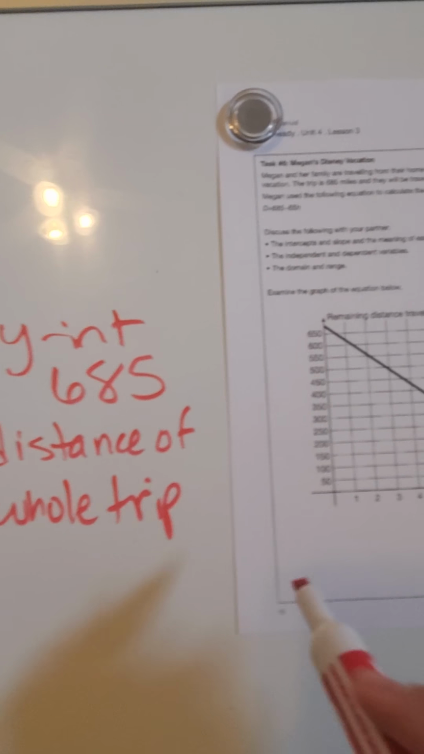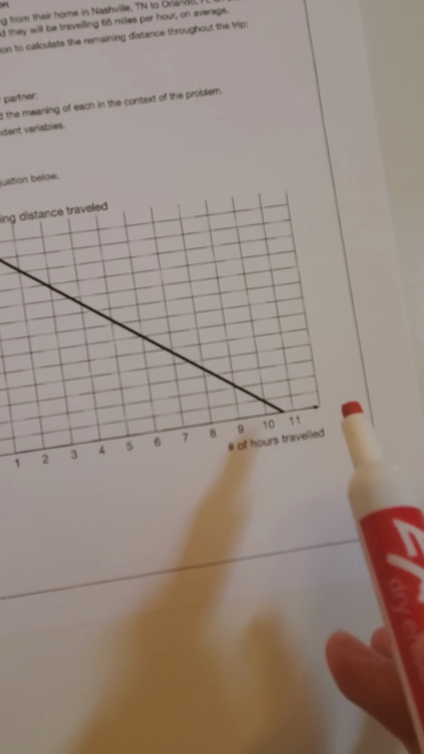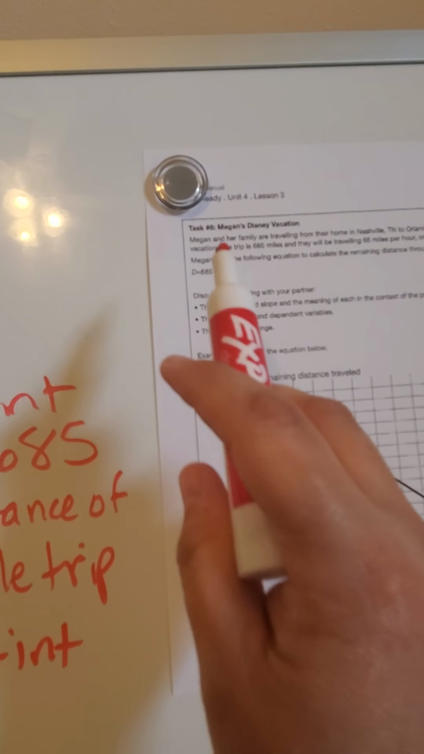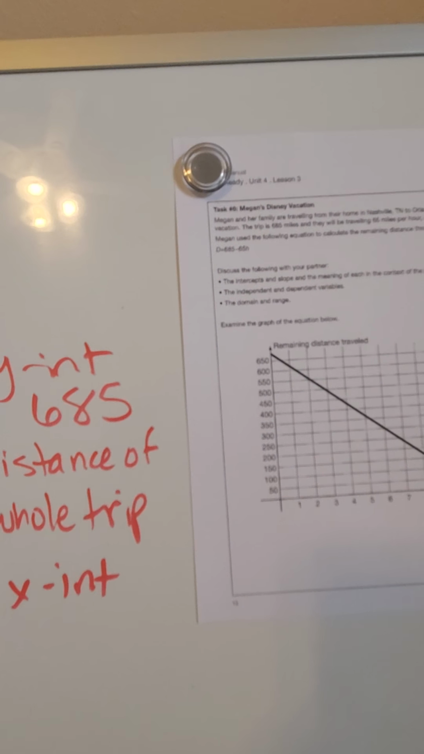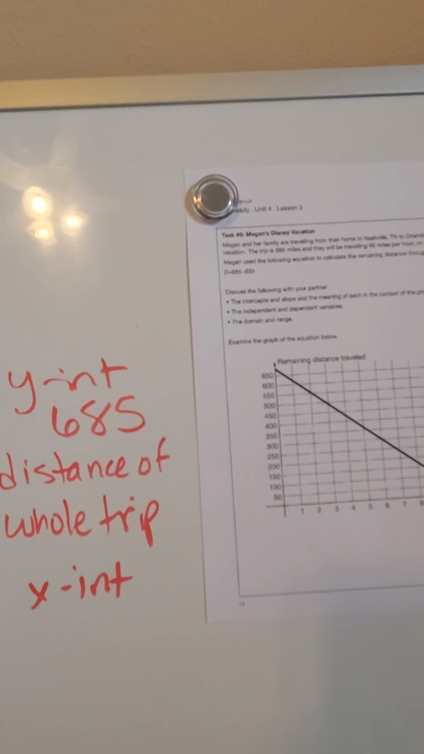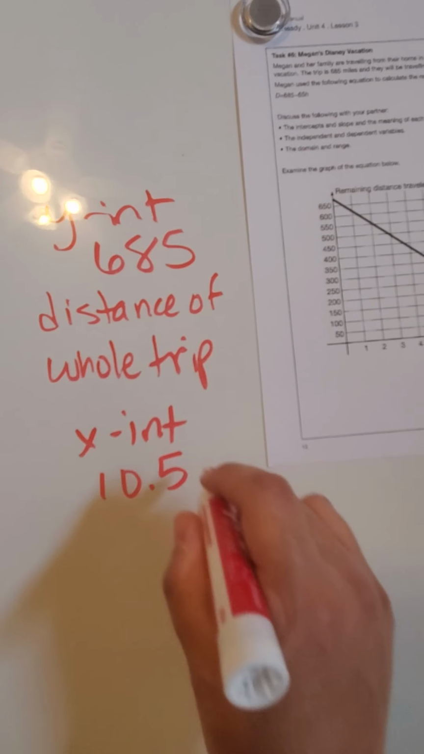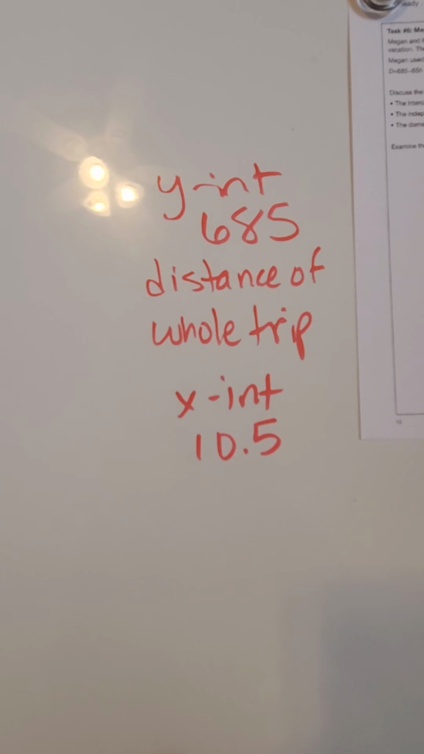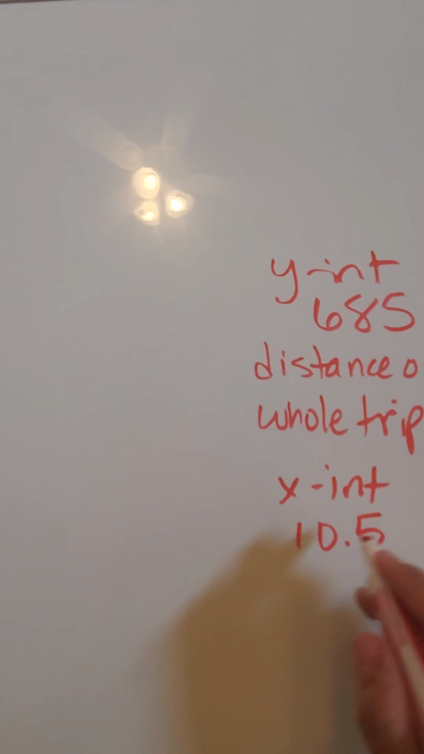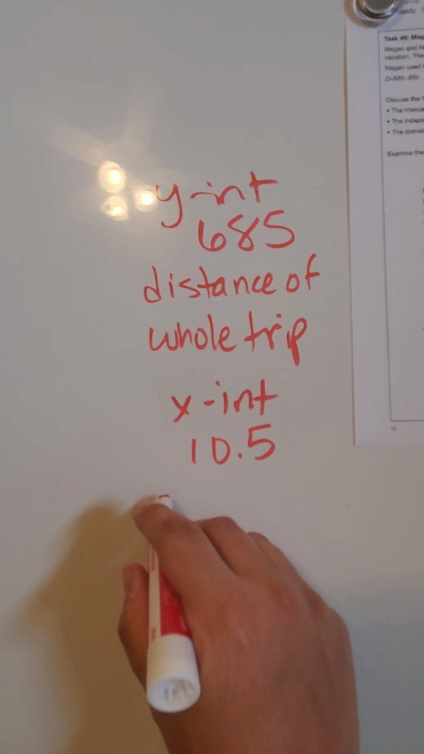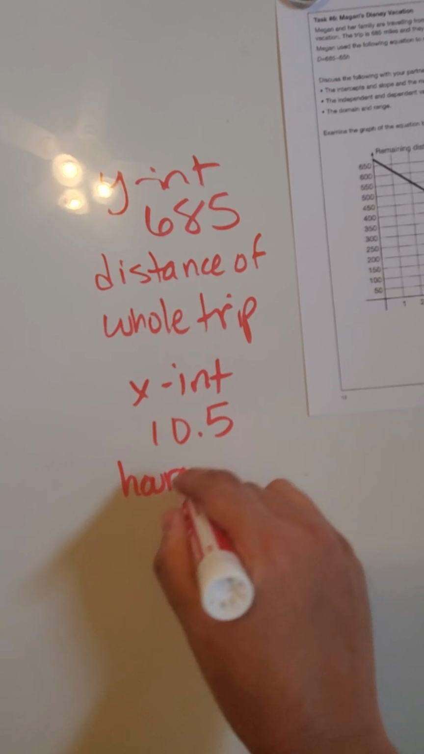Now, if I think about the x-intercept down here, it's somewhere between 10 and 11. We can actually figure that out because we're driving at 65 miles an hour. If I divide that out, it's about 10.5. We'll round it off. So that's about how many hours before they get there. So the x-intercept is 10.5, and that would represent hours until arrival.